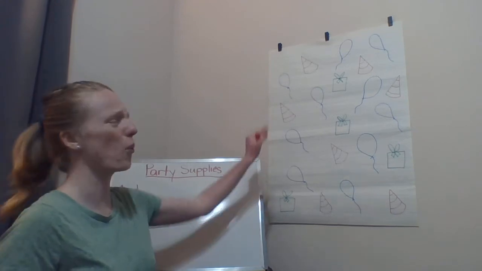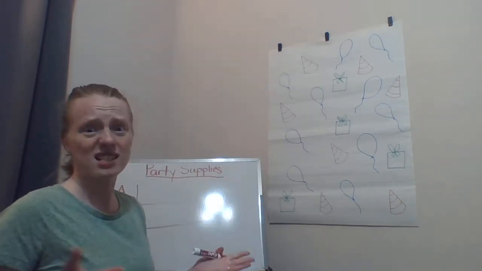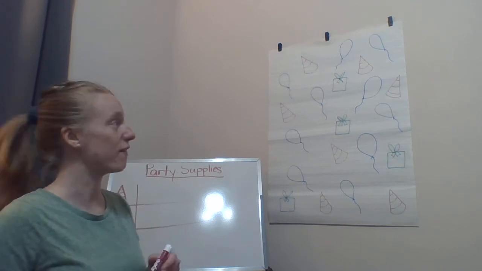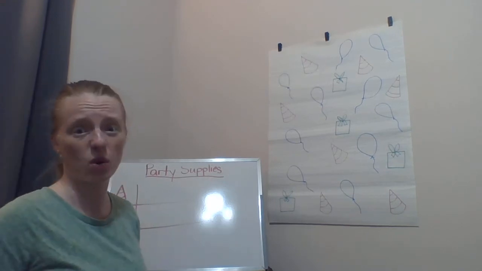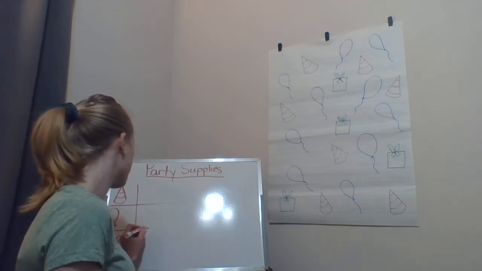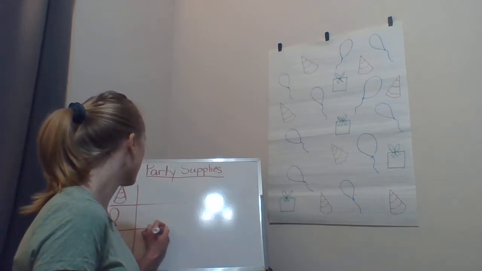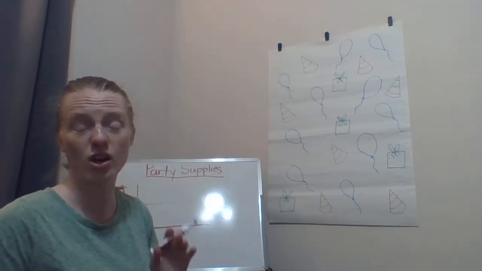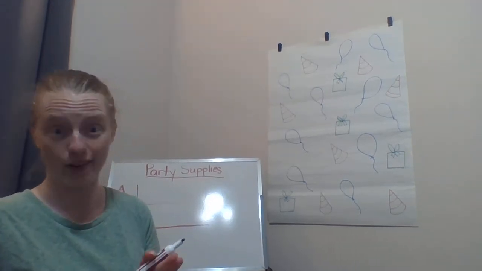So when I'm trying to organize information, sometimes it's hard to know if I've already counted something. So if I'm taking a picture and I'm trying to organize it into a chart like this or into a picture graph or a bar graph, it's really helpful if I put a little check after I've counted a picture. That way I know not to count it twice.